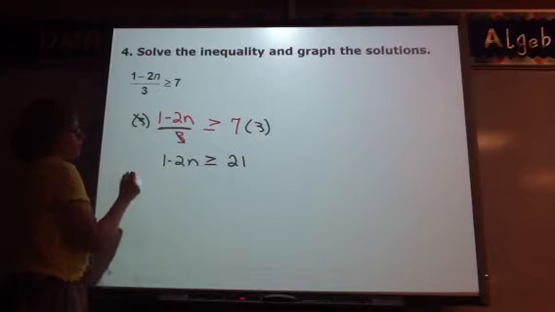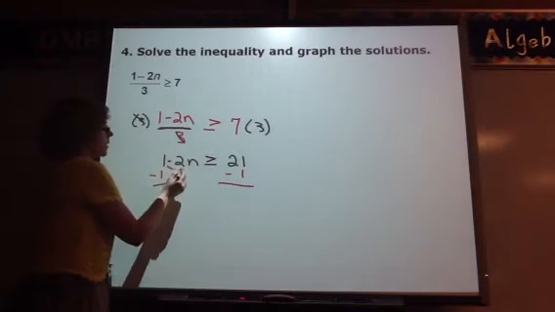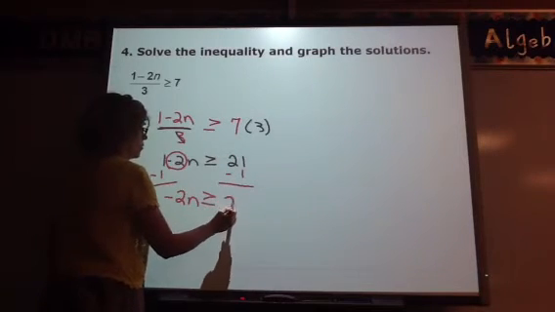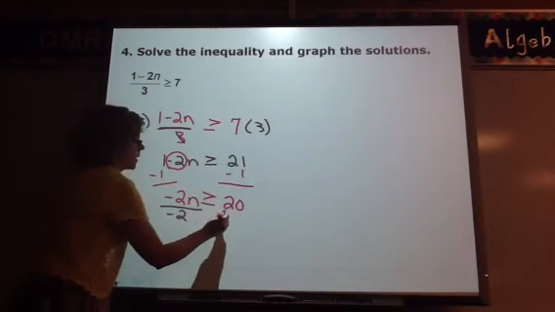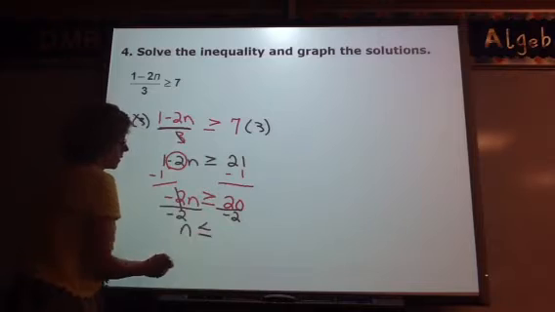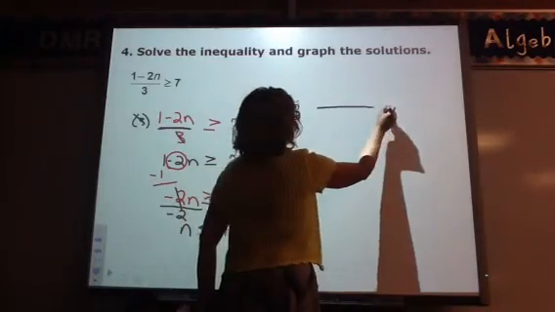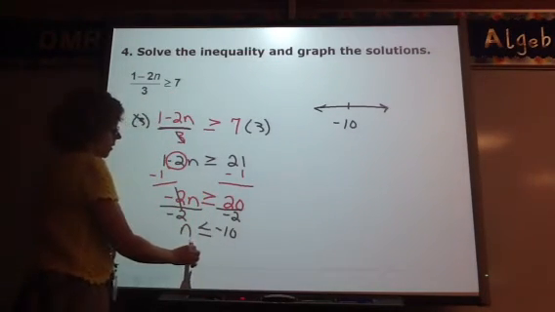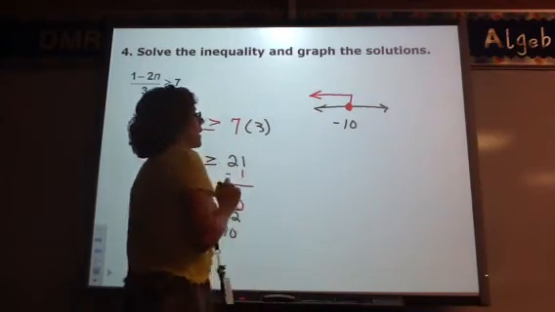Okay, got to get rid of this 1. It's a positive 1. Inverse would be a negative 1. Now be careful here, guys. This here is a negative 2. Negative 2n greater than or equal to 20. All right, to isolate my variable, now I have to divide by negative 2. This is one of our special cases. Because I'm dividing by a negative number, I need to switch my inequality symbol. So when I graph this, it says that my solution is all real numbers less than or equal to. So I'm going to have a closed circle, and less than goes to the left.